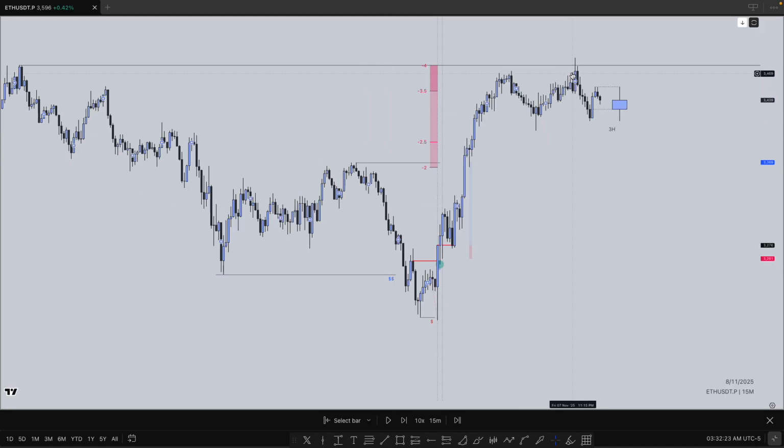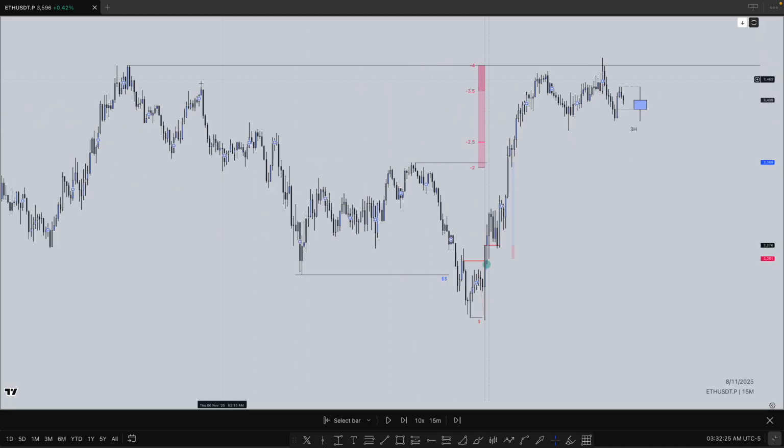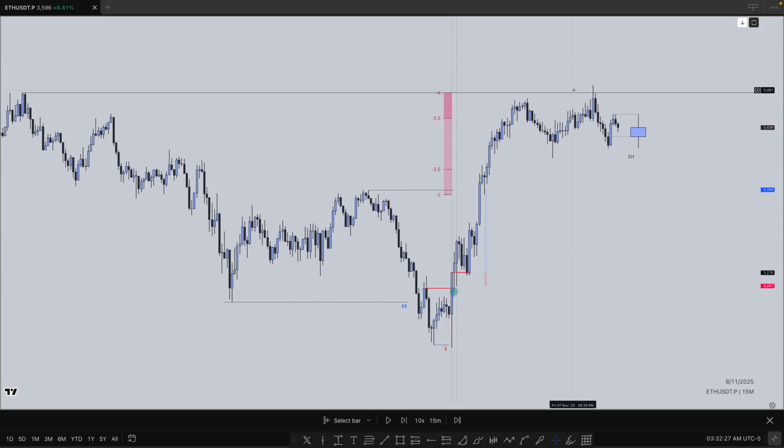That's stunning. The wicks did the damage, the bodies tell the narrative, and there's that market maker model delivered.